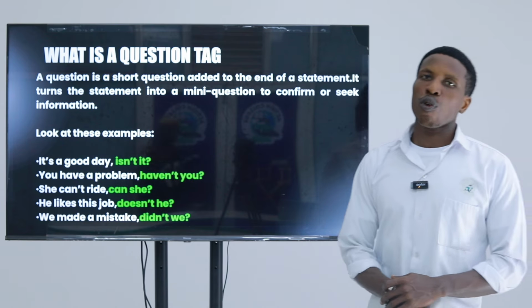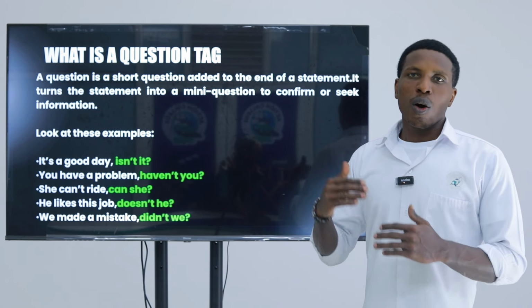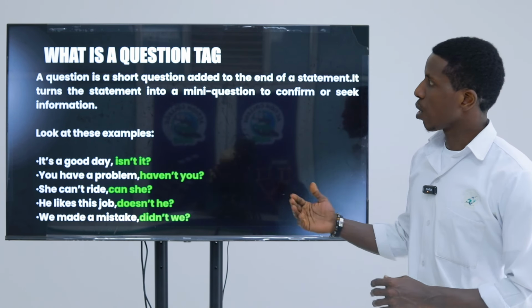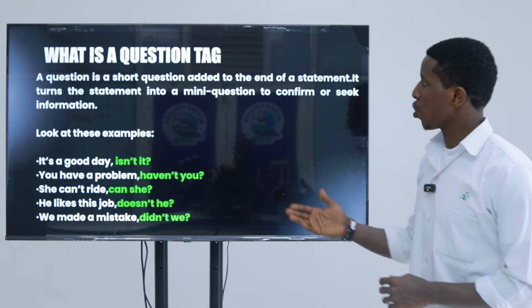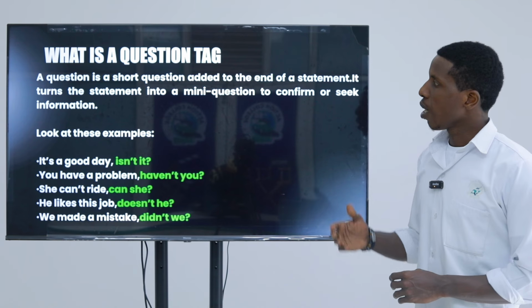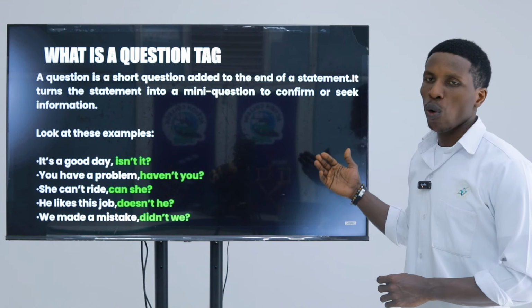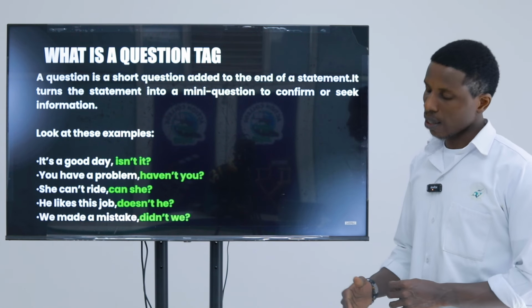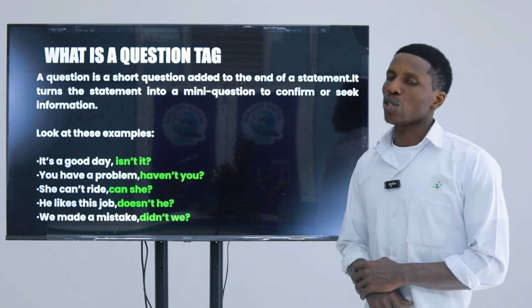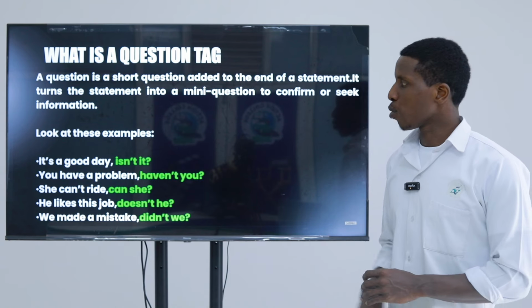All right, so first of all, we're going to ask ourselves, what is a question tag? As you can see here, a question tag is a short question added to the end of a statement. It turns the statement into a mini question to confirm or to seek information. Yes, this is true, and this is where we're going. So look at these examples here.